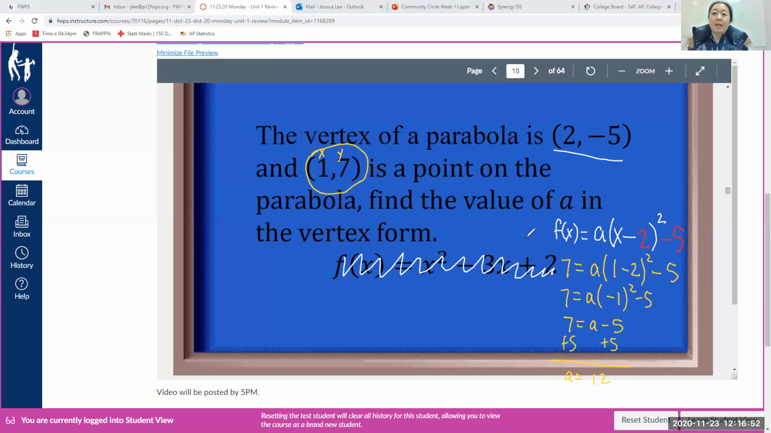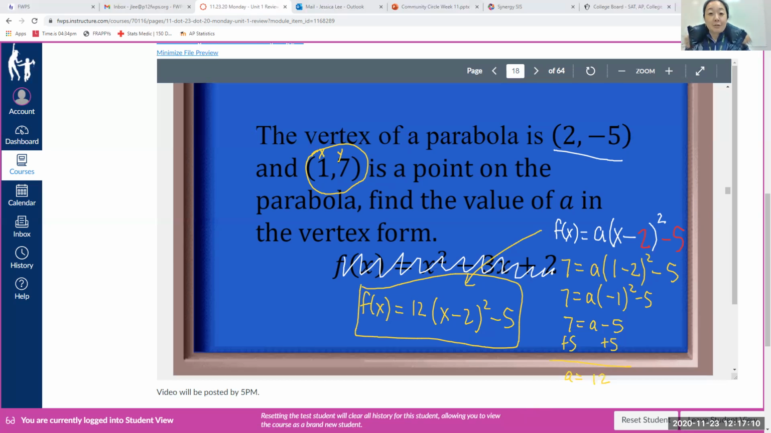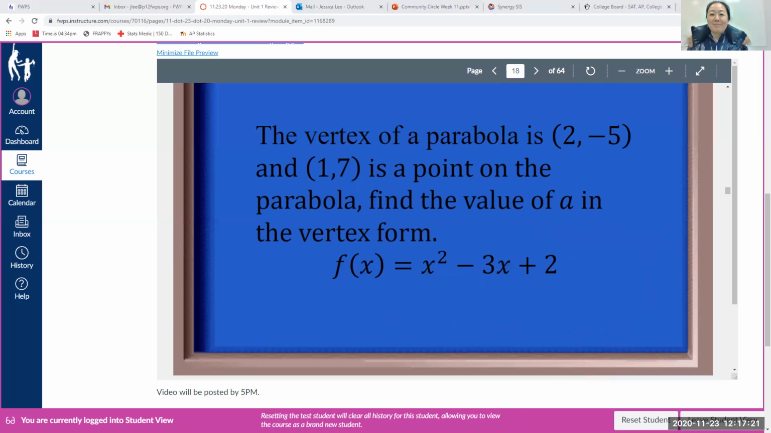All right, so we're just going to plug that in. So f of x is equal to 12 times (x minus 2) squared minus 5. There we go, just plugged it in. Don't be stressed out if you didn't really understand that one, because we're going to go over these again. It's good to know.